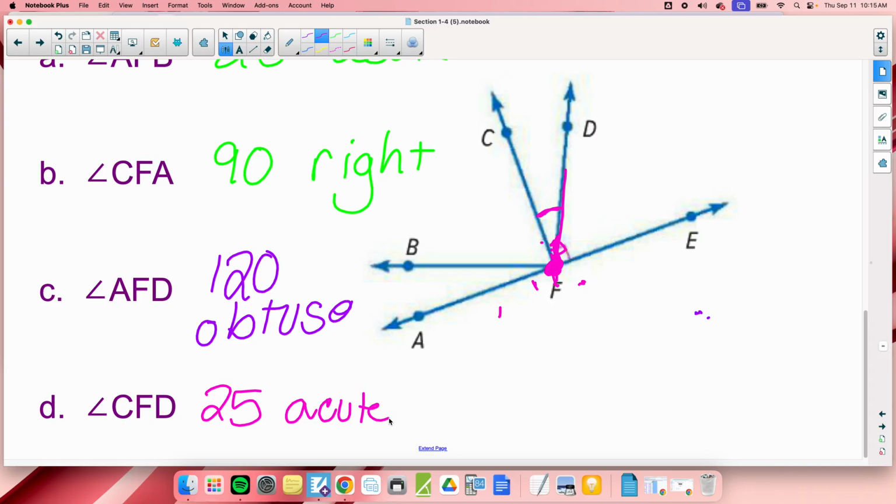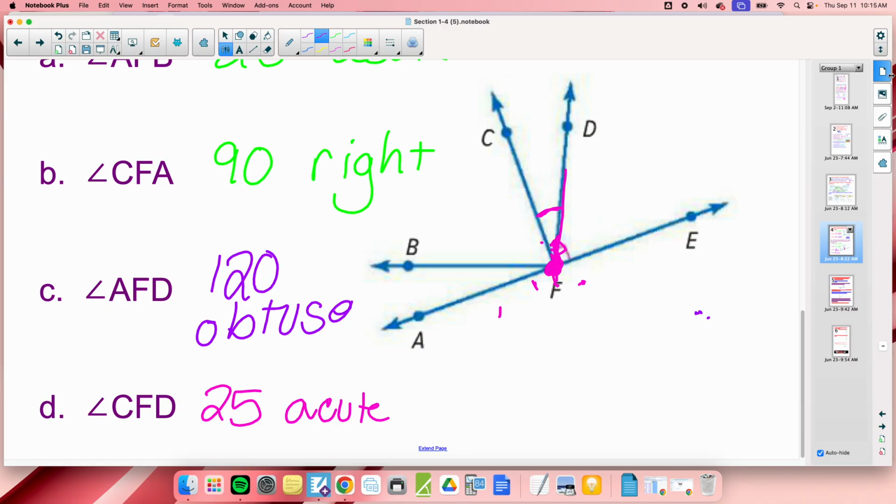Okay, all right, so we're done with the protractors now. Let's go to our next page.